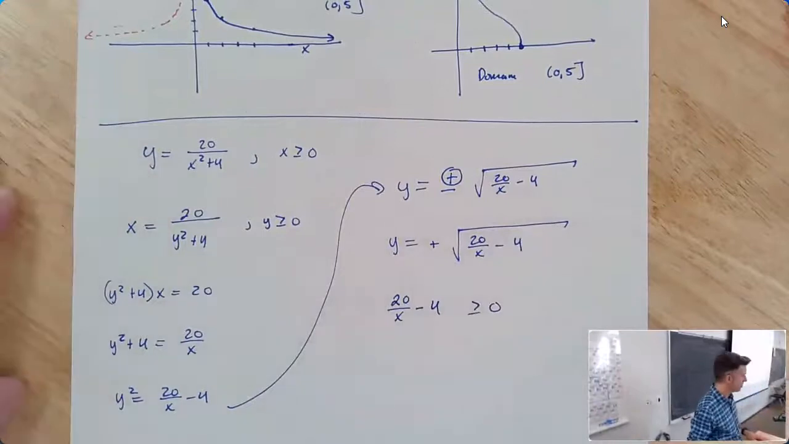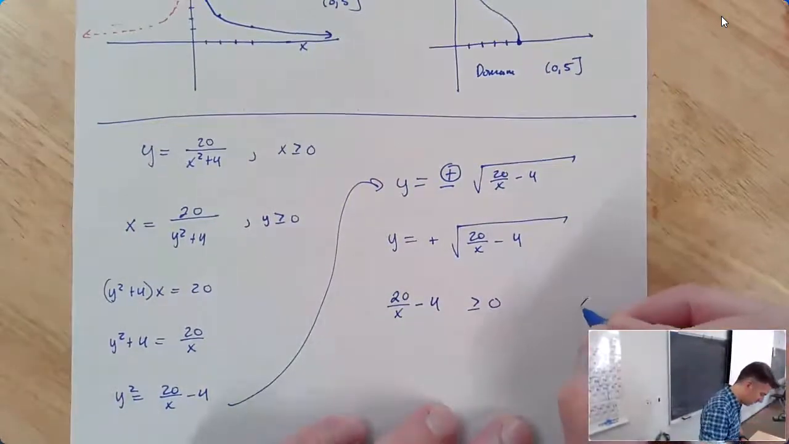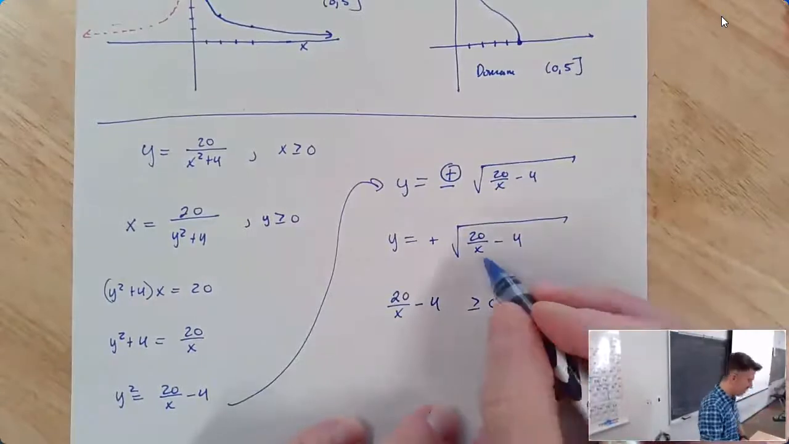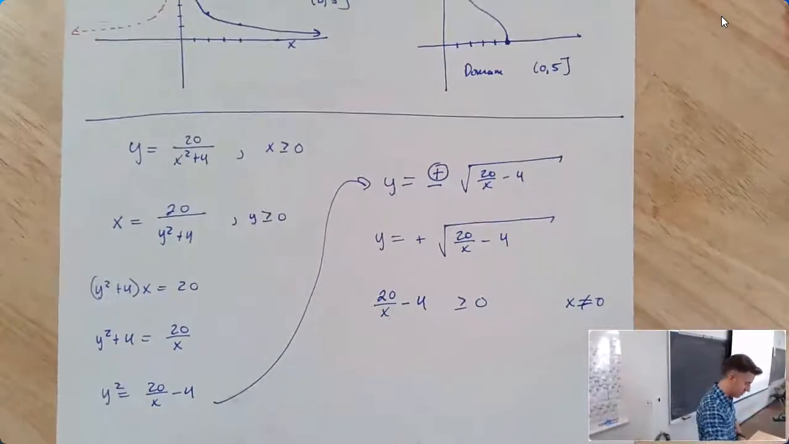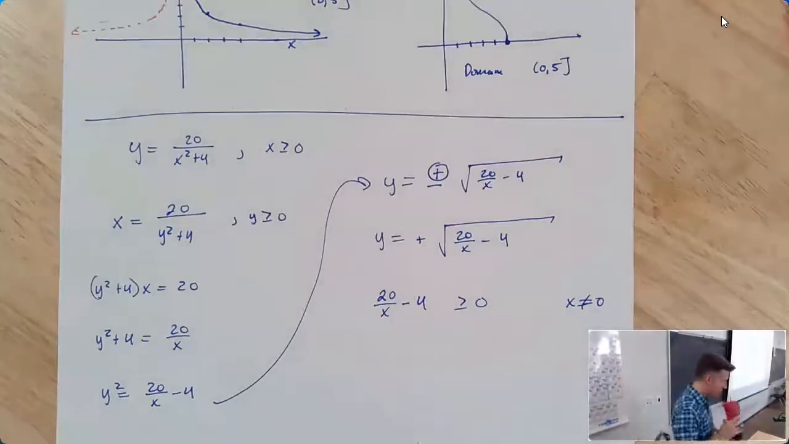So doing this, I want 20 over x minus 4 to be greater than or equal to 0. It's inside the square root. Also, I should point out that x has to be not equal to 0, because if x was 0, we'd be dividing by 0.